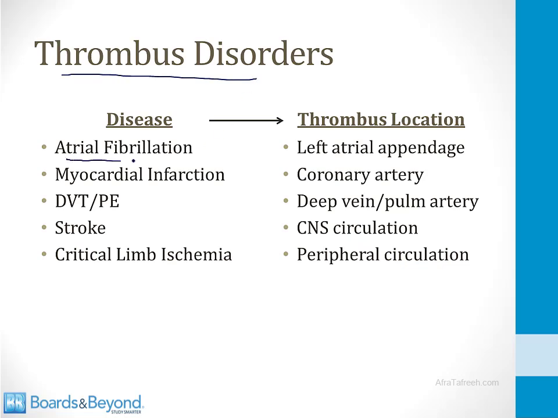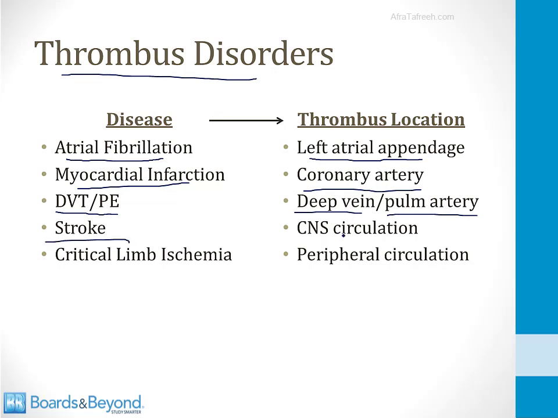For example, in atrial fibrillation, a blood clot can form in the left atrial appendage. It can then break off and travel to the brain and cause a stroke. As you probably know, in myocardial infarction, blood clots form in the coronary arteries. In deep vein thromboses or pulmonary embolisms, there is formation of clots in the deep veins of the legs which can travel to the pulmonary artery.